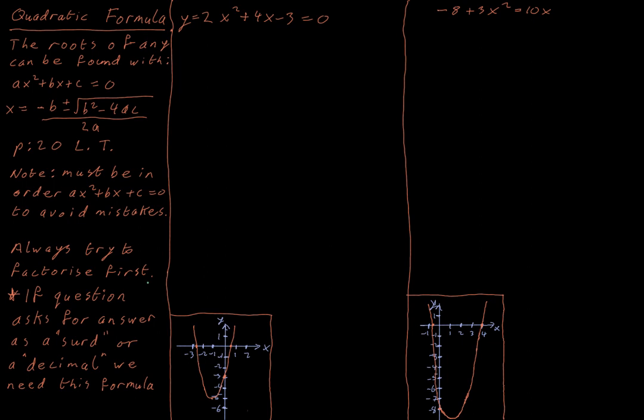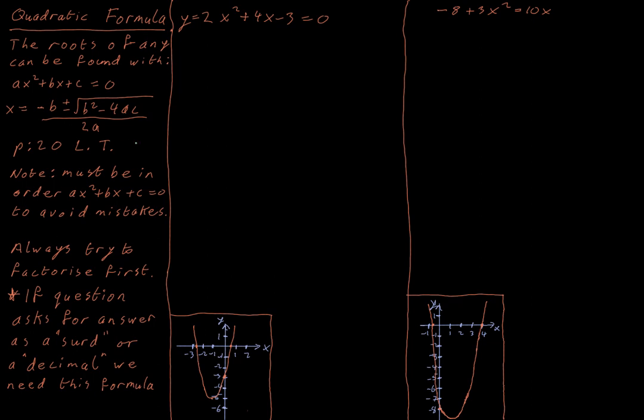If in the exam they ask us for our answer in surd form, a surd is a square root, or any kind of root. So the square root that you can see in the formula here is a surd, or rather, when you have a number underneath a square root, it's a surd. So if they ask for our roots of our equation in surd form, or to a particular number of decimal places, we're almost guaranteed to need this formula.